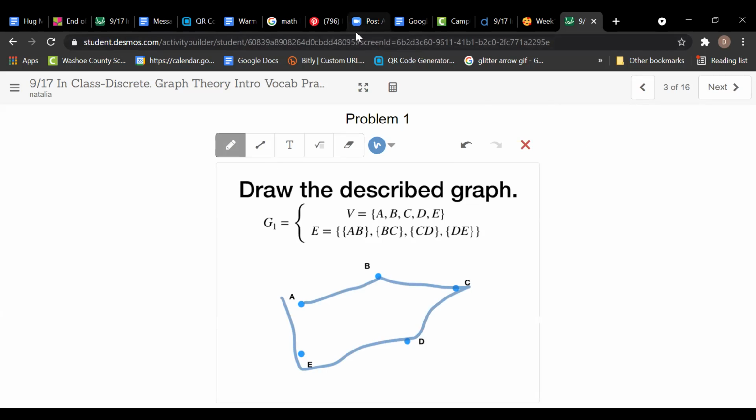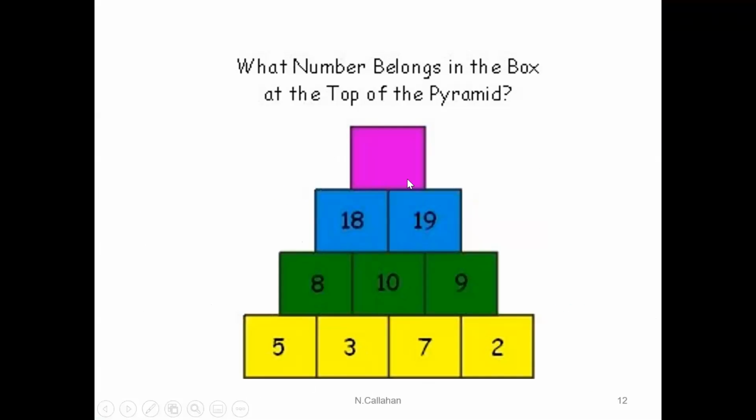I kind of forgot one more thing, sorry. I have one other thing I need you guys to do. This is your exit ticket. What is a number that belongs to the top of this pyramid? This is also on your guided notes, so make sure you answer it.